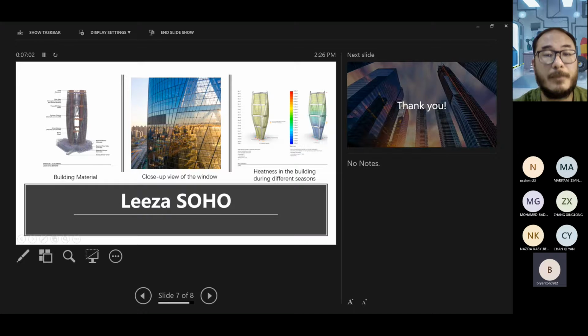As you can see, the heat of the building during different seasons. From the left, it is in the winter. The heat will be captured in the building to prevent the building from overcooling. And from the right, the building will maintain the heat. The below will be colder and the upper will be warmer.